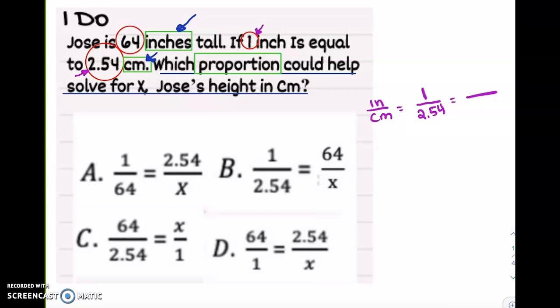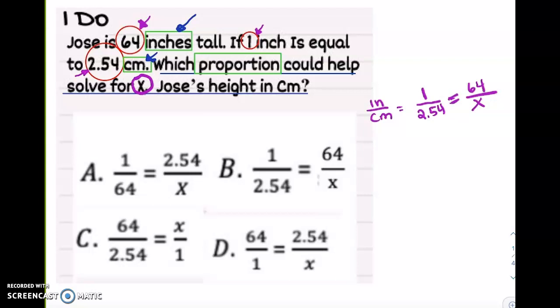Okay. The next step, I know that a number that I am given is 64 inches. Well, I know that 64 is in inches, so inches goes again on top. And I am trying to solve for his height, which is x, and x will be in centimeters, and that will be on the bottom. Okay, so now I've got my proportion.